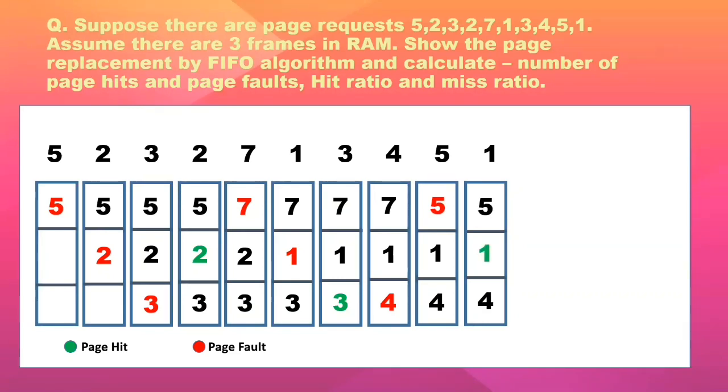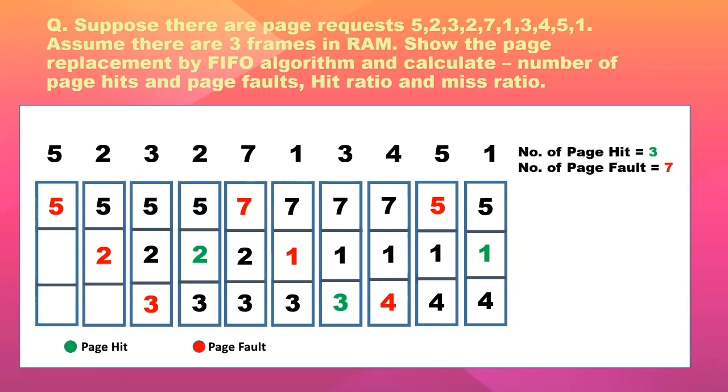So that is how FIFO page replacement algorithm works. So here the total number of page hit is 3 and total number of page fault is 7. Here red denotes page faults and green denotes page hits.